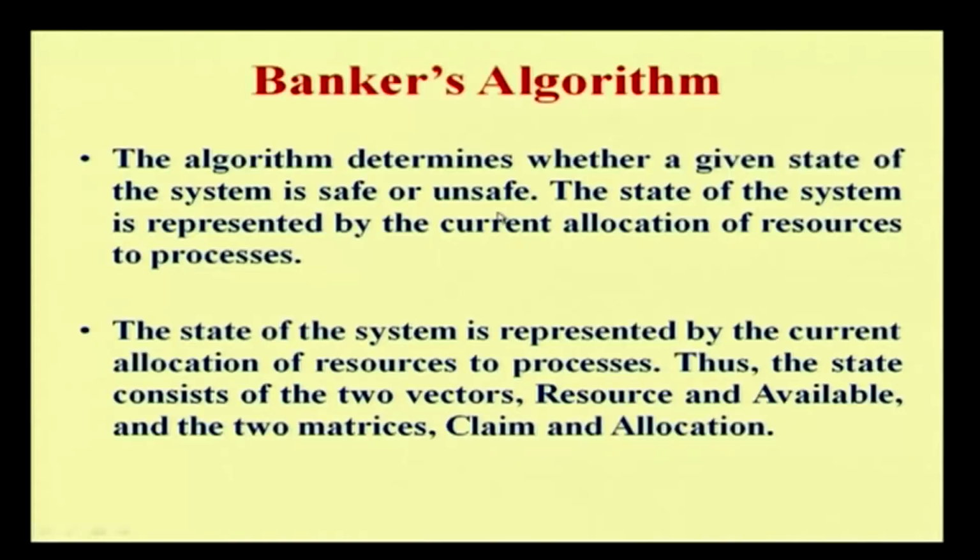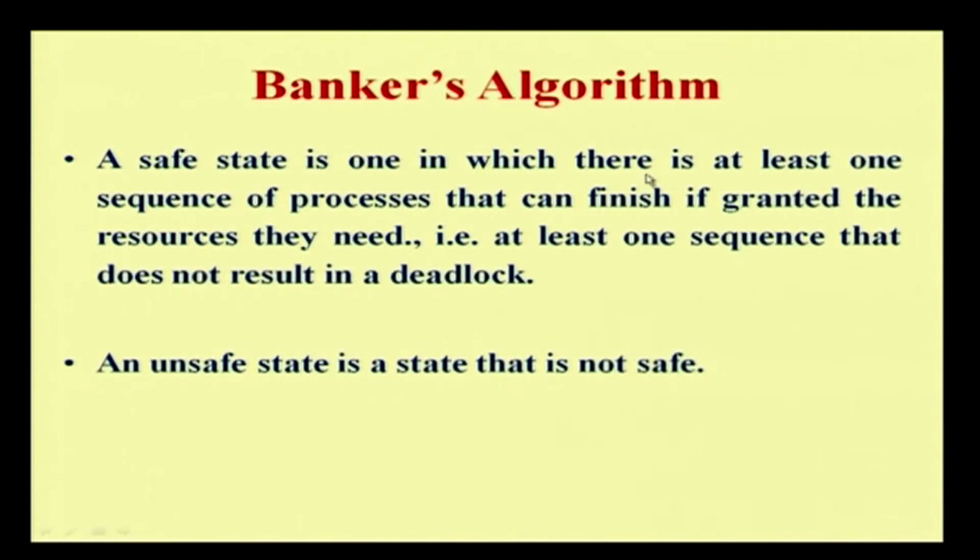Similarly, when we relate this example to the banker's algorithm, the mutual agreement made by the customer and the banker is that the customer will be repaying the amount in a reasonable amount of time. If he is not going to repay the amount, that becomes an unsafe state. If he is going to repay within the stipulated time, that is said to be a safe one. Here a safe state is one in which there is at least one sequence of processes that can finish if granted the resources they need. That is, at least one sequence that does not result in a deadlock. An unsafe state is a state that is not safe.